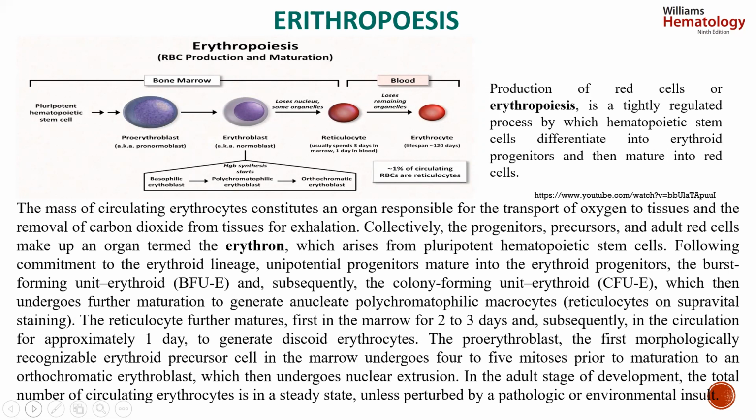The reticulocyte further matures first in the marrow for 2 to 3 days and subsequently in the circulation for approximately 1 day to generate discoid erythrocytes. The proerythroblasts, the first morphologically recognizable erythroid precursor cells in the marrow, undergo 4 to 5 mitoses prior to maturation to an orthochromatic erythroblast, which then undergoes nuclear extrusion. In the adult stage of development, the total number of circulating erythrocytes is in a steady state, unless perturbed by a pathological or an environmental insult.